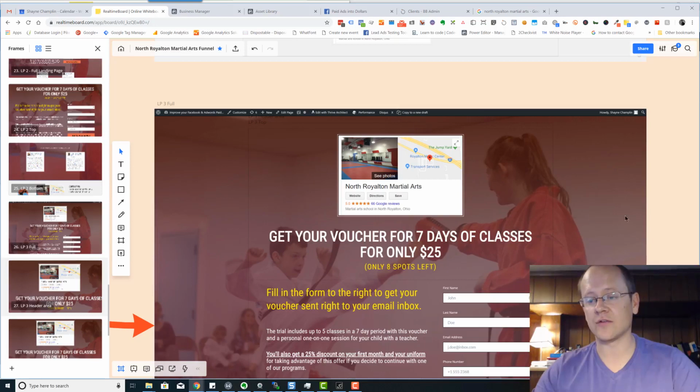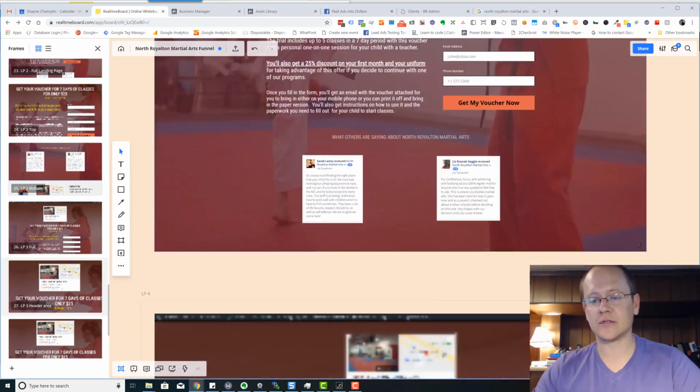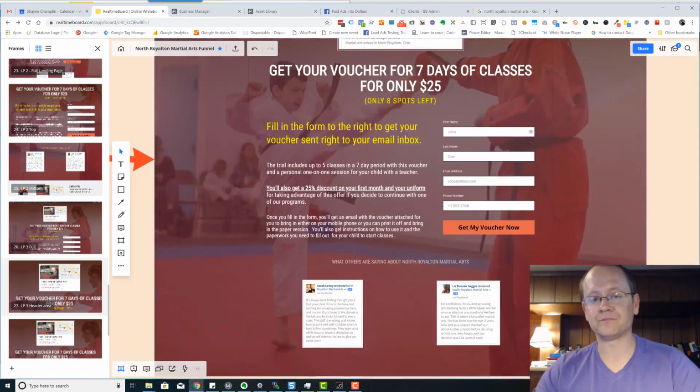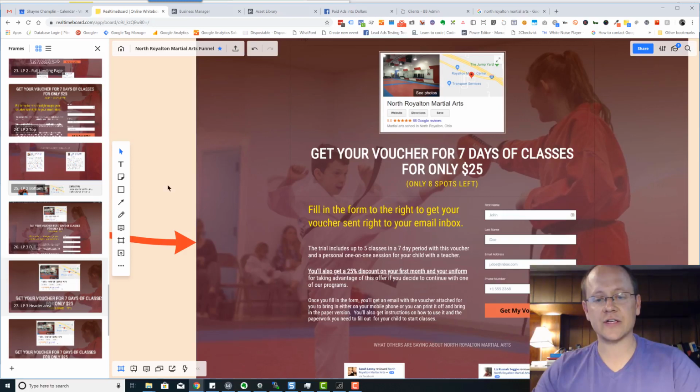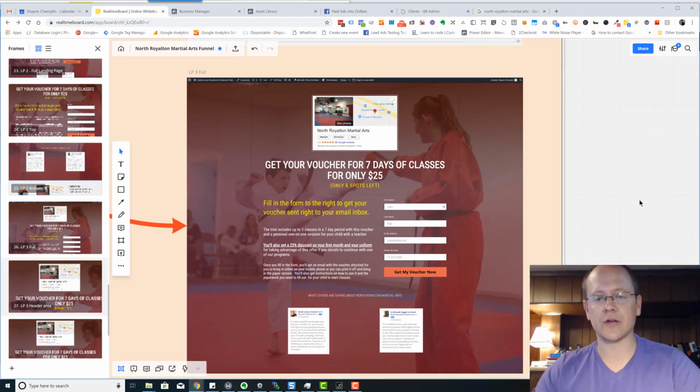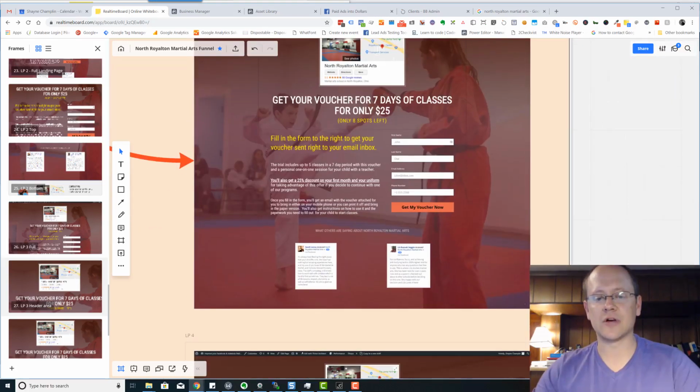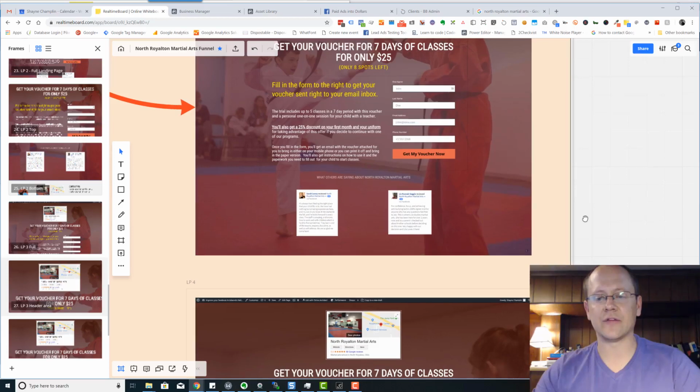It does look corny, so there's more elegant ways to do it, but this in and of itself would work to convert people. So that's another variation of this page. All the copy is exactly the same. I'm just trying different layouts of certain things.